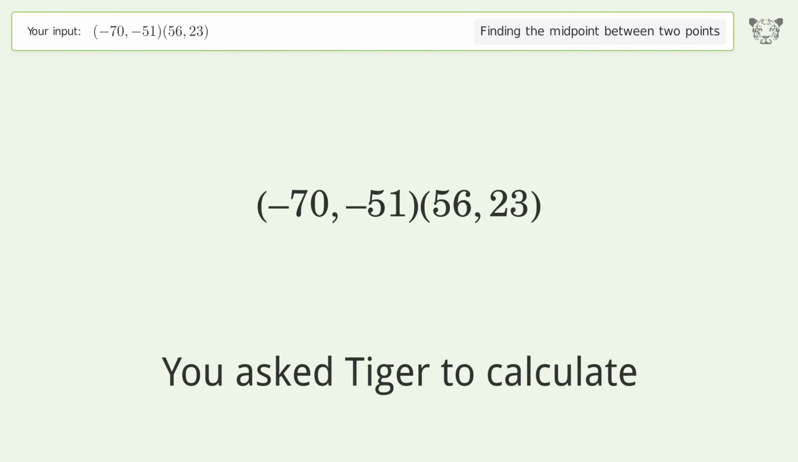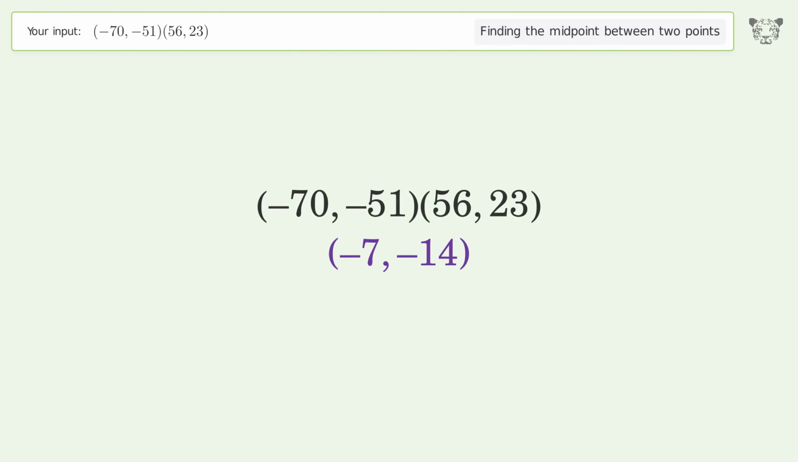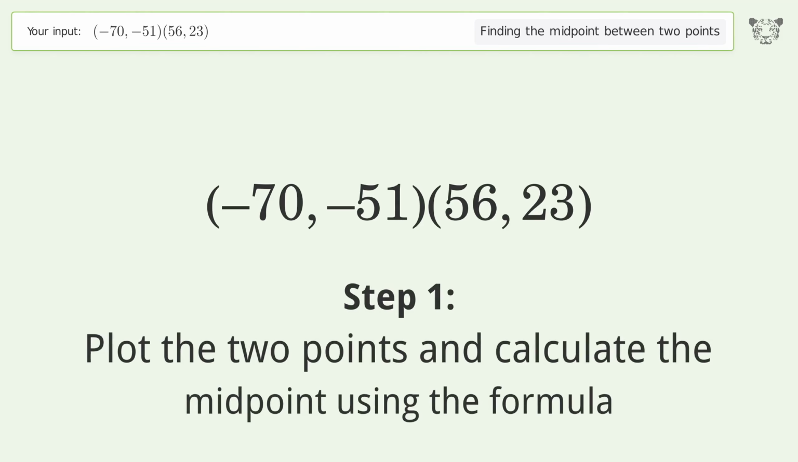You ask Tiger to calculate. This deals with finding the midpoint between 2 points. The midpoint between the 2 points is -7, -14. Let's solve it step by step. Plot the 2 points and calculate the midpoint using the formula.